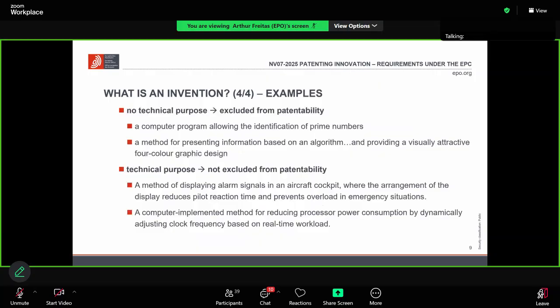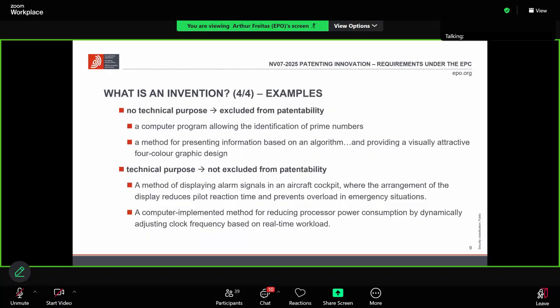Okay, so a computer program allowing the identification of prime numbers. Is that something technical? And the answer here is, not really, right? We have a computer program as such, and essentially it is operating on abstract data, in this case, mathematical data. You type a number, and the program will tell you whether it is a prime number or not. That's not considered to be technical. Thus, it will be excluded from patentability.